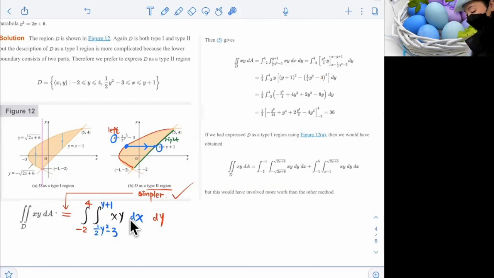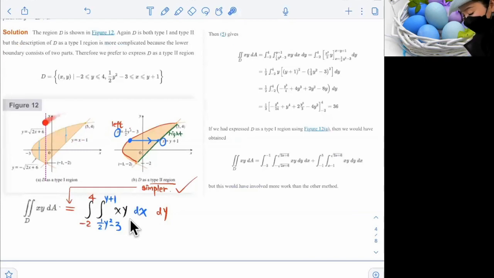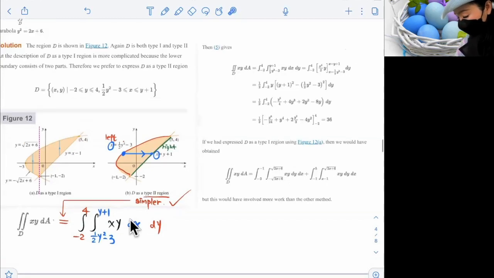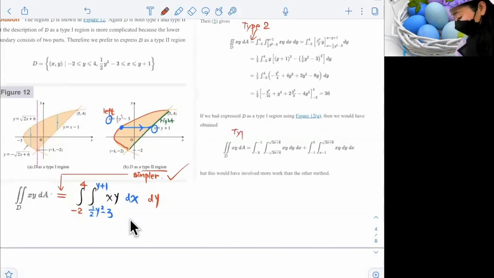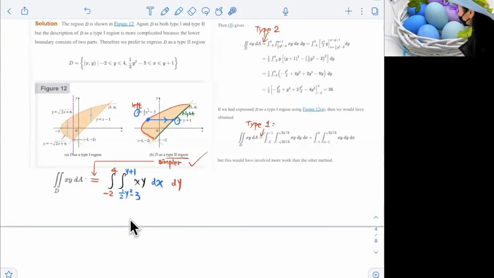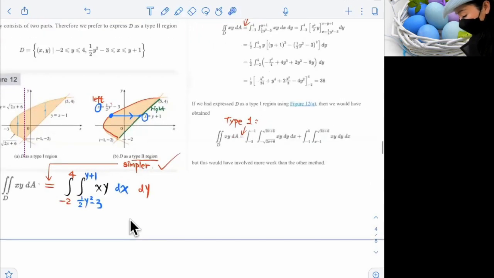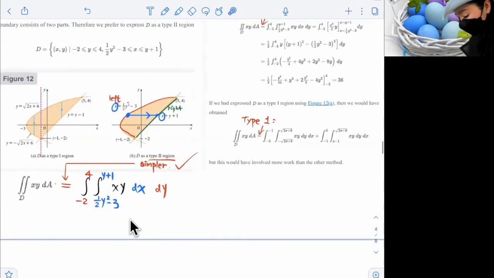Now, some people say, what happens if I do it this way? The first one, if I consider this as a type 1 region, what happens? If you consider this as the type 2, like this, and then if you consider this as a type 1, like this, then you have to break it into 2 separate cases. The first one here, you will have this y go from this to this.